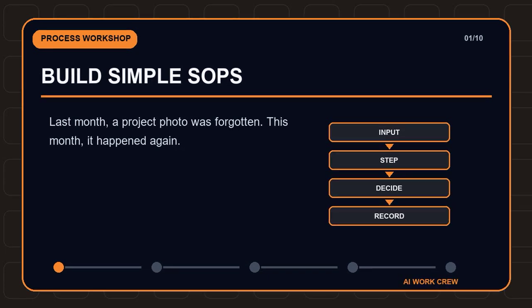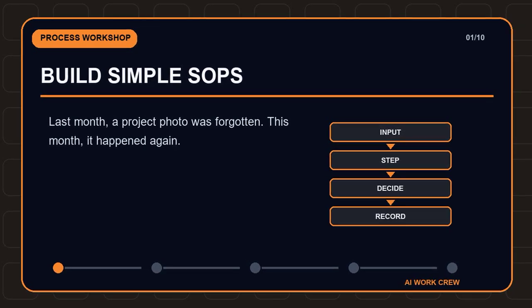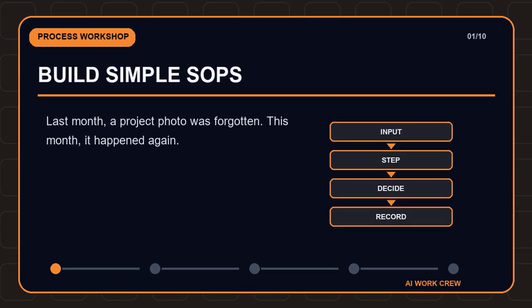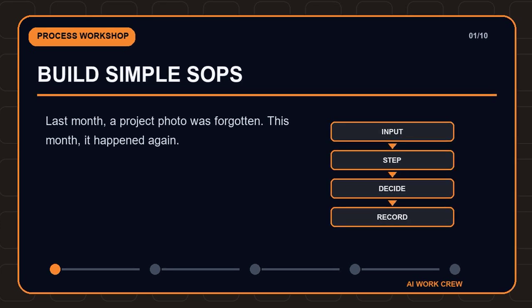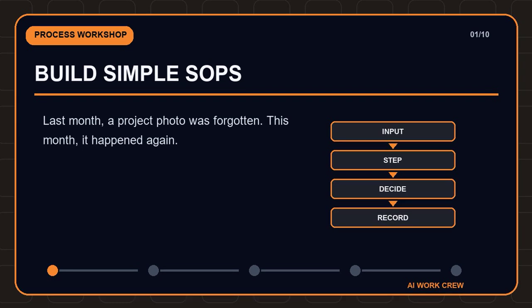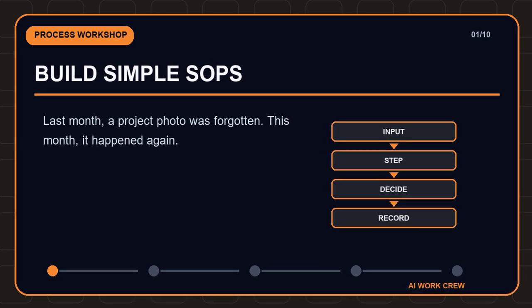Last month, the project photo was forgotten. This month, it happened again. The problem may not be effort. It may be that the process lives only in someone's memory. A simple standard operating procedure, or SOP, turns a repeatable task into steps your business can follow, test, and improve.